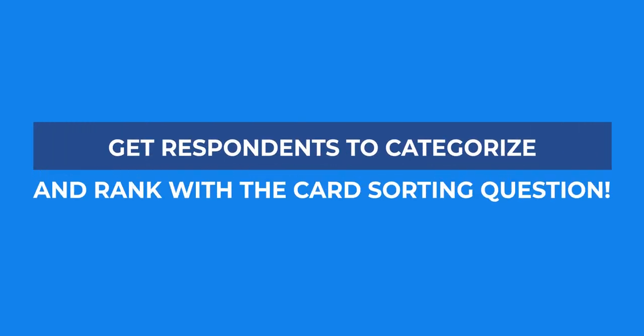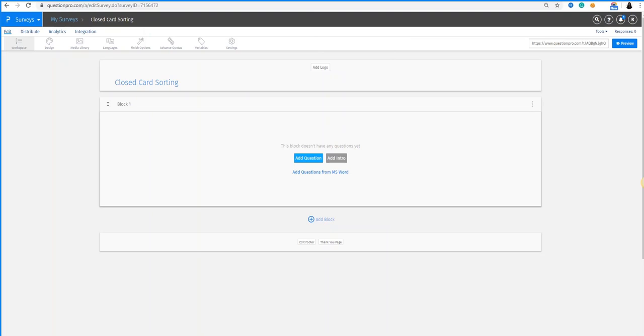Card sorting is an advanced question type that is only available to our Research Edition license holders. Adding a question is very simple. You can either add an open sorting question or a closed card sorting question.